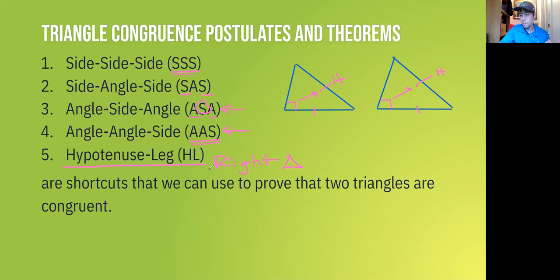You'll notice hypotenuse leg is not one of these other things. It's not side, side, side, because we don't have three pairs of sides. It's not side, angle, side, because the angle's not in between. It's none of these other things. It's its own thing. Actually, technically, it's sort of SSA, or right. It's one of those. But those are not shortcuts for all triangles. So that's why we call it hypotenuse leg, because it only works for right triangles.